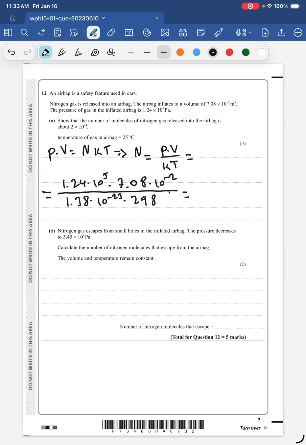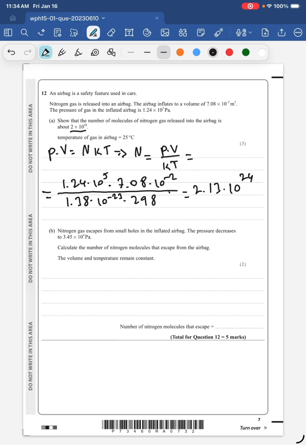Okay, let me verify the result. I have to type numbers in my calculator. Just be patient, guys. I'm sorry. You don't have to blindly trust yourself, guys, because I just wrote the result there. So, I found 2.13 times 10 to the 24, which is about 2 times 10 to the 24 as requested. That's good. Let's do part B.